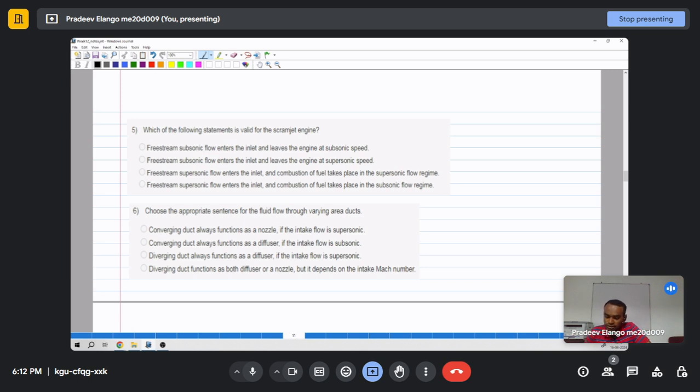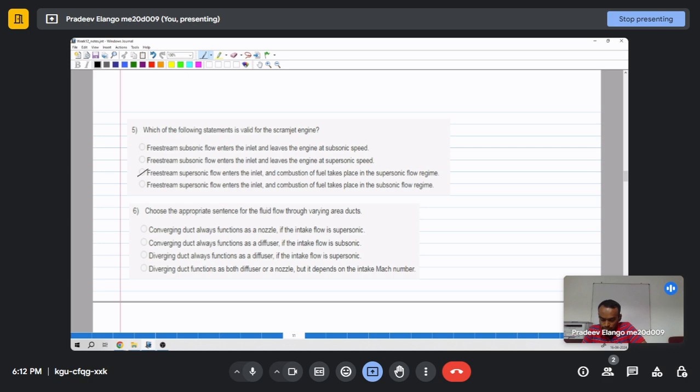Which of the following statement is valid for scramjet engine? So, free stream supersonic flow enters the inlet. Combustion of the fuel takes place in the supersonic flow.